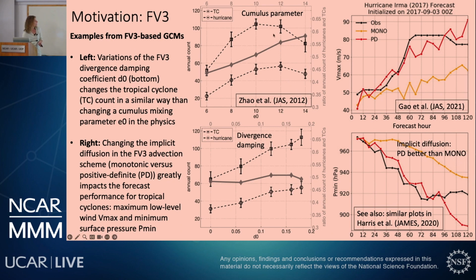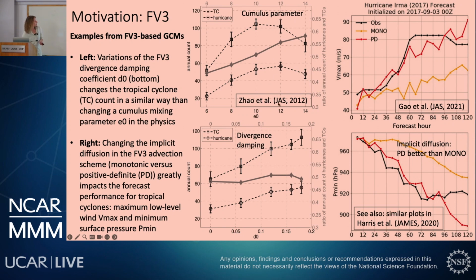Okay, I should move. Oh, here it is. There's also down here the number of hurricanes, the stronger category of the tropical cyclones. So here we are seeing an annual count, and this is now dependent on the cumulus parameters, so you can think of that as entrainment. How much mixing is there? This is in physics.